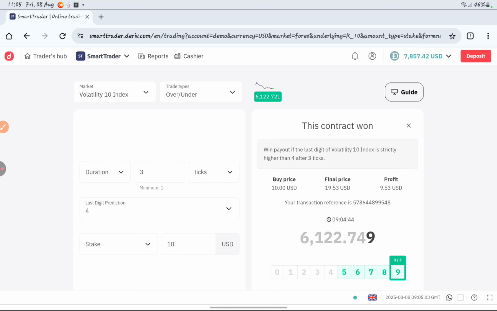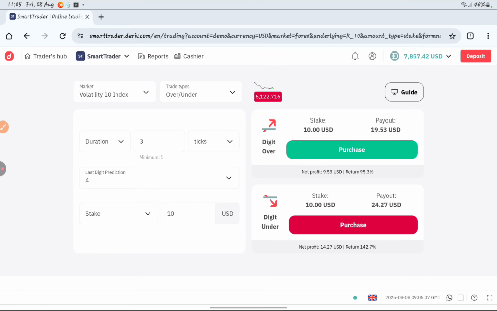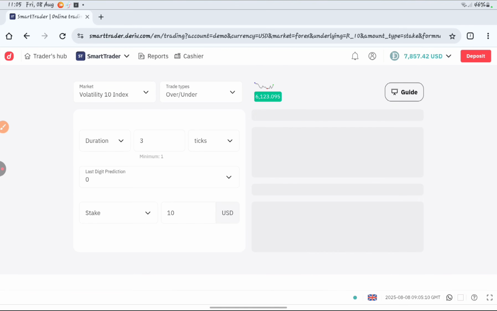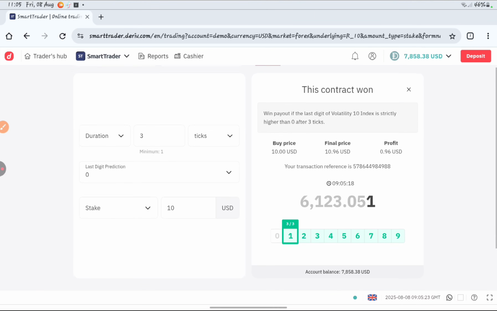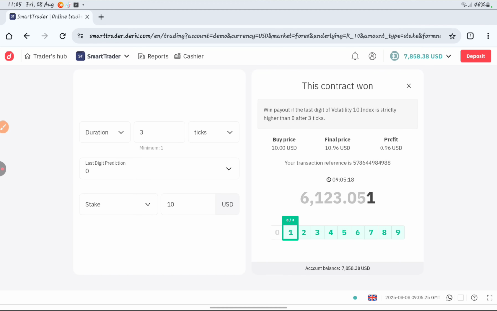If I had changed this to over 5, the return would also have been bigger, right? So once you recover your losses, you go back and change this last prediction to 0 again, and you keep doing the same thing. Now, this is something that is going to be very tiring for you to do, but if you are patient enough to do it, you probably are going to make some of the profits that you probably wouldn't have ever made on Deriv.